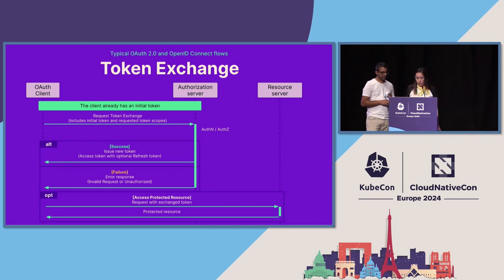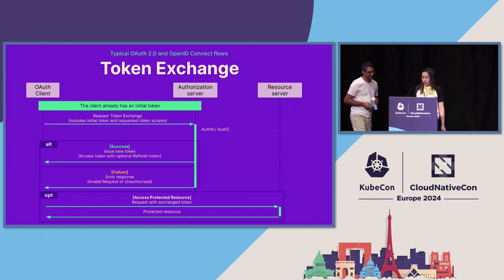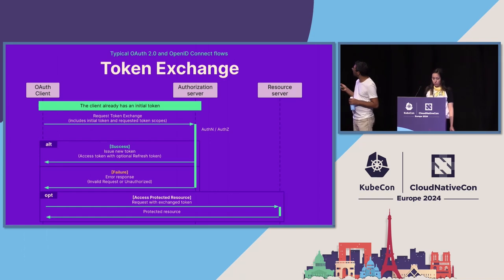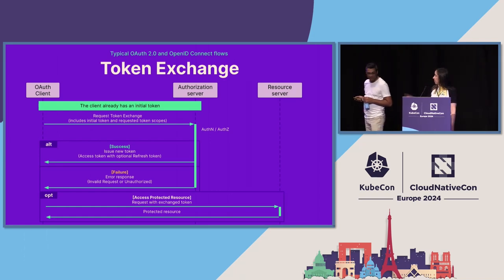Okay, so now let's go through the sequence diagram to see how the token exchange works. Before the exchange, an OAuth client has already received an initial token that represents the user authorization. This may have been via a client credential flow or an authorization code or another mechanism. This is written in green.